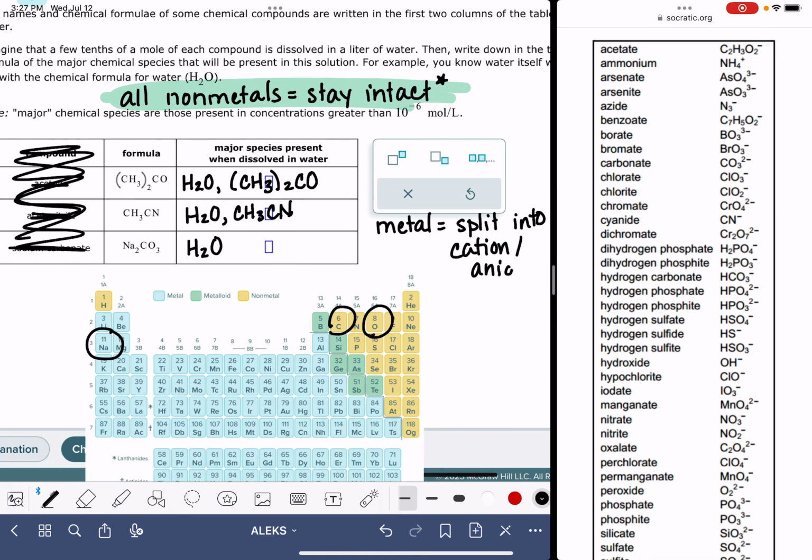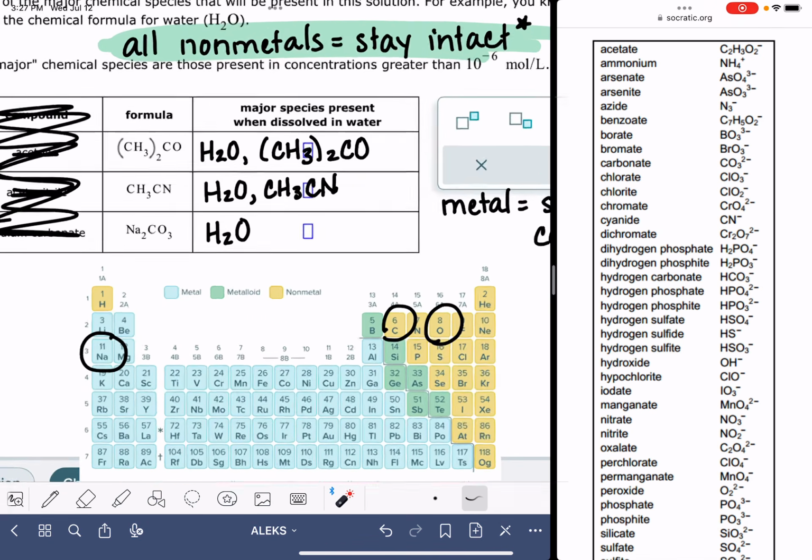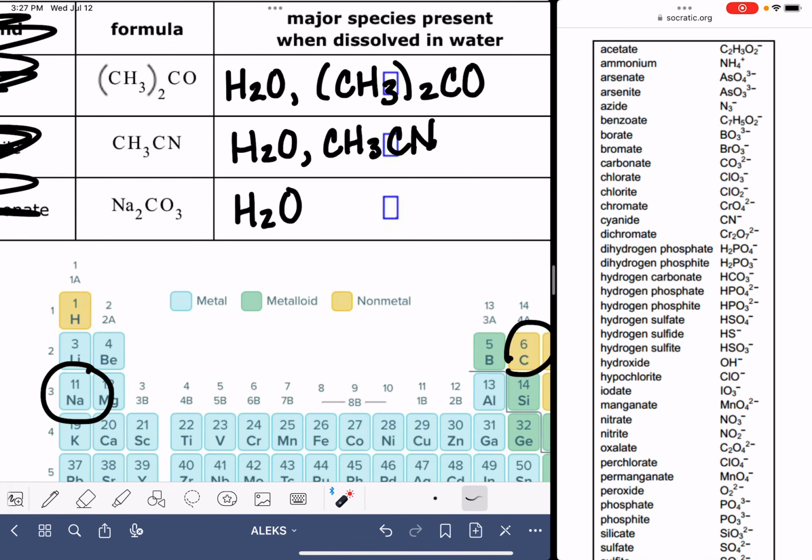And this is where the problem can get tricky depending on the actual formula that we're dealing with. So for this particular formula, when I look at it, I see that I have a total of 3 different types of atoms. I have sodium, I have carbon, and I have oxygen.